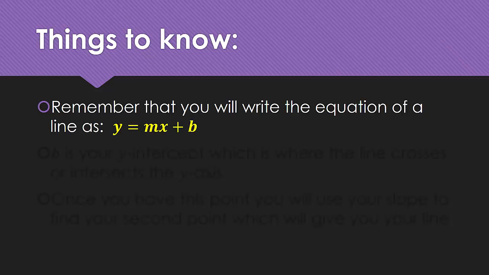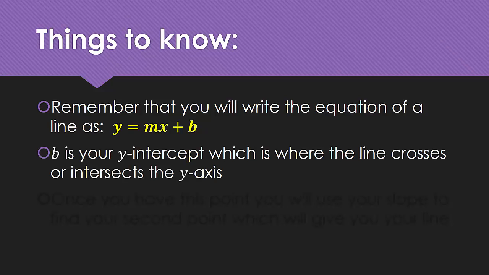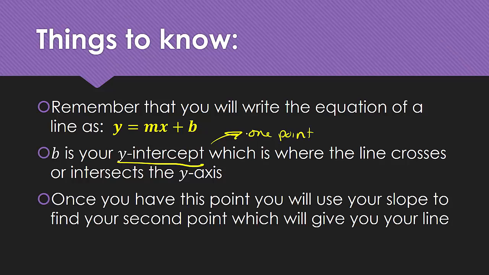We're going to be using the format of slope-intercept form, which is y equals mx plus b, where b is your y-intercept, which is where the line crosses or intersects the axis. So your y-intercept is going to be one point that you find, and once you have this point, that's going to be your starting point to use your slope, which will find your second point, which will end up giving you your line.